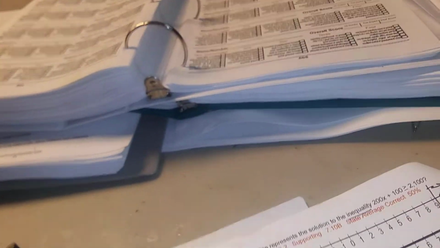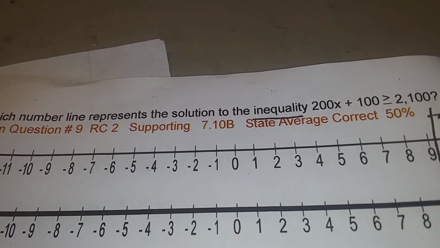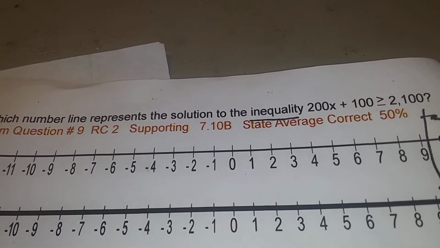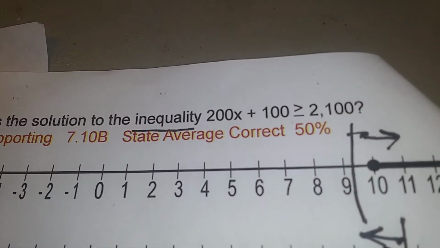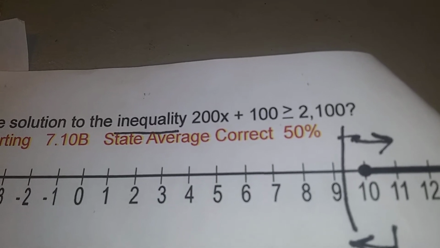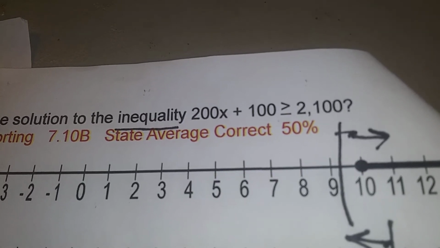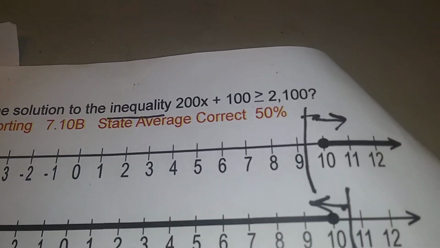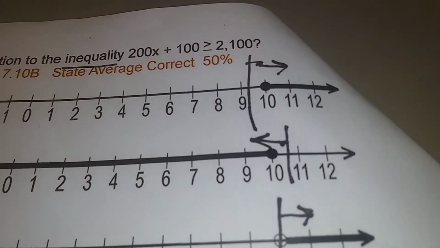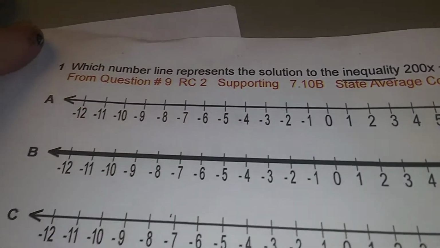So as we read the question, it says, which number line represents the solution to the inequality 200x plus 100 is greater than or equal to 2,100. Remember we said when we're looking at it, if it's open to the left, that means whatever's to the left is bigger than, and in this case, or equal to. So what I did was, before I even worked on my math problem, I went ahead and drew vertical lines.